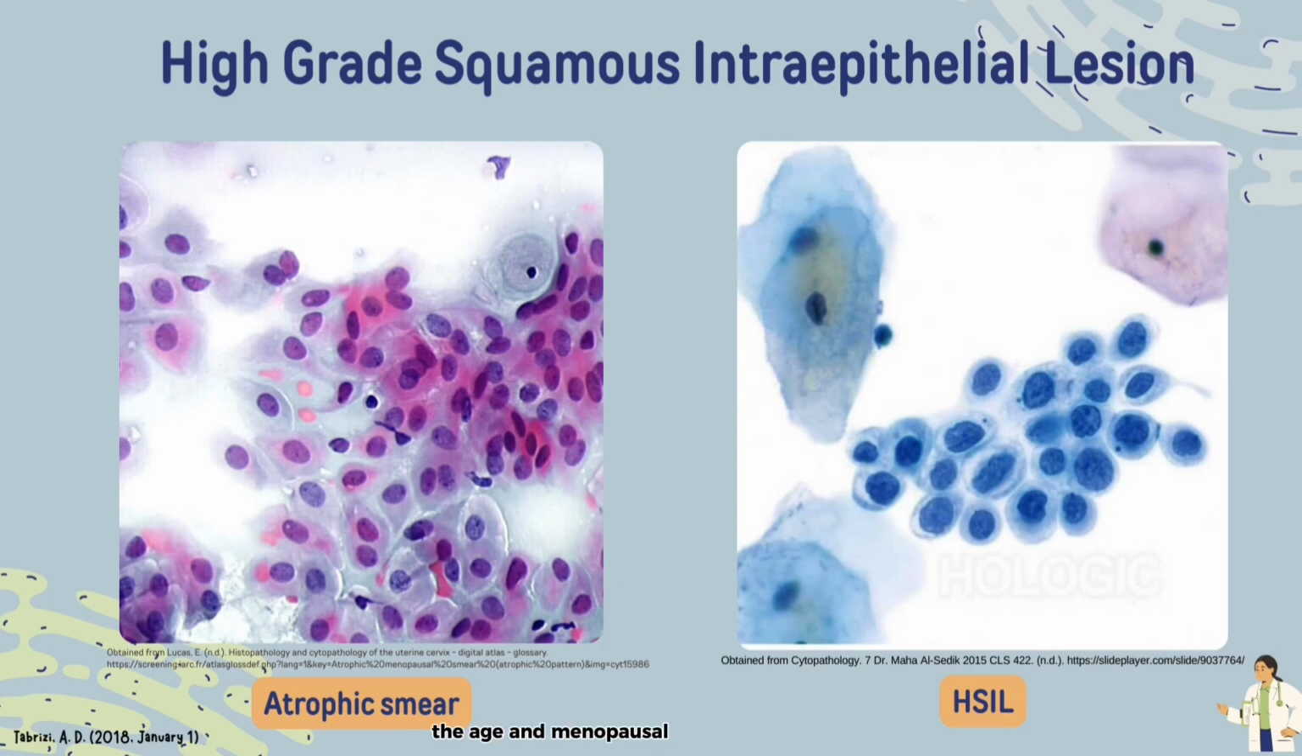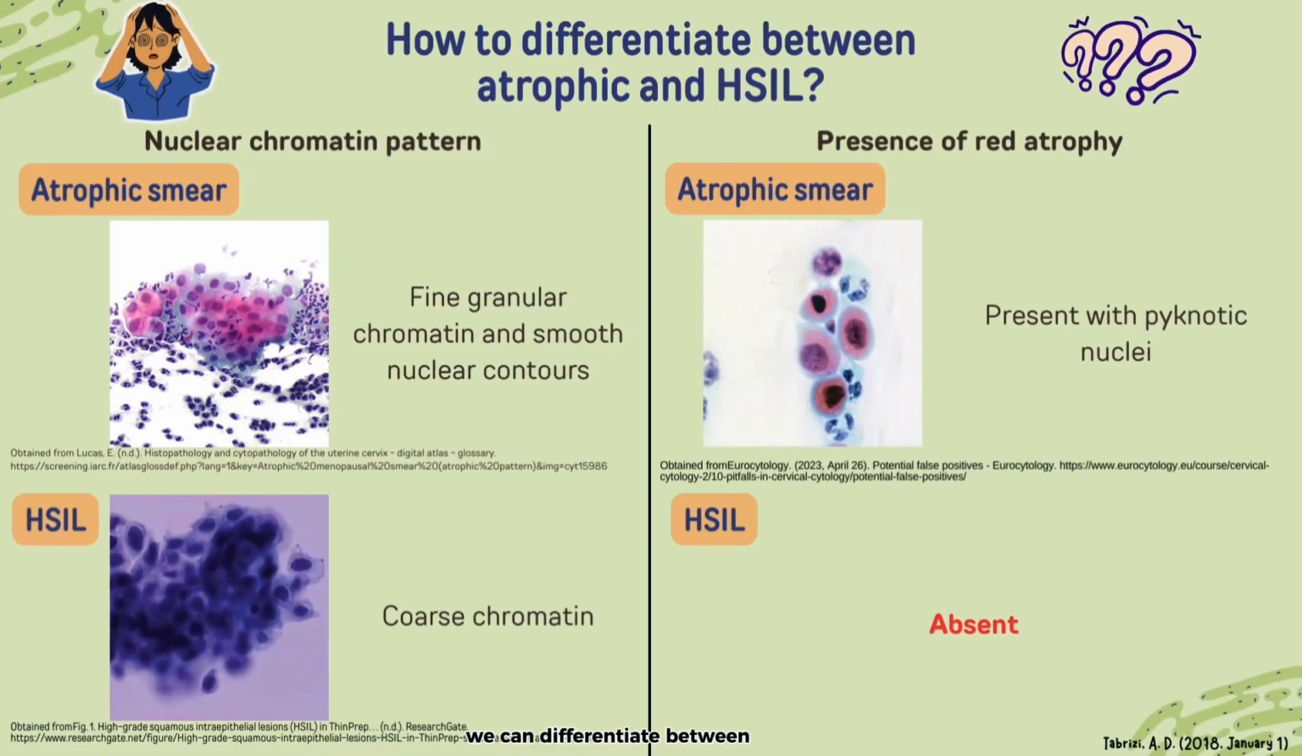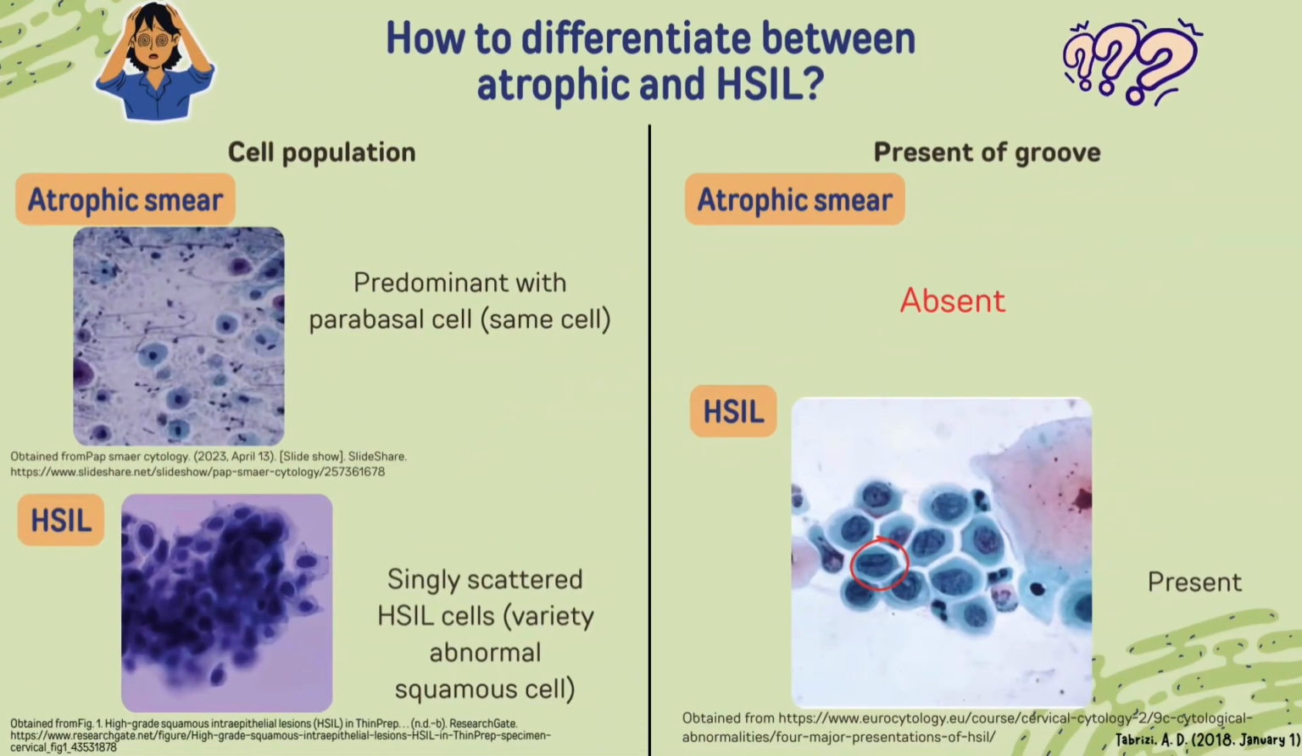The age and menopausal status of the patient can provide clues. HSIL is more common in younger and sexually active women, while atrophic changes are typical in postmenopausal women. Features that can mimic HSIL are nuclear enlargement. Both have scanty cytoplasm and cell clustering. We can differentiate between atrophic and HSIL based on nuclear chromatin pattern and the presence of red atrophy. The cell population and the presence of grooves also give a hint to differentiate between atrophic and HSIL.